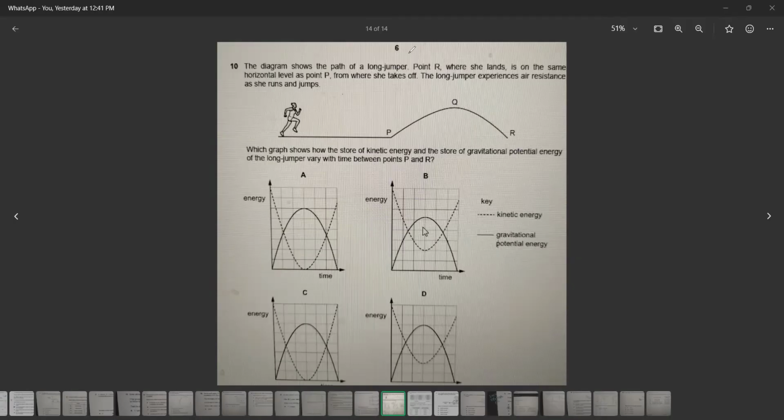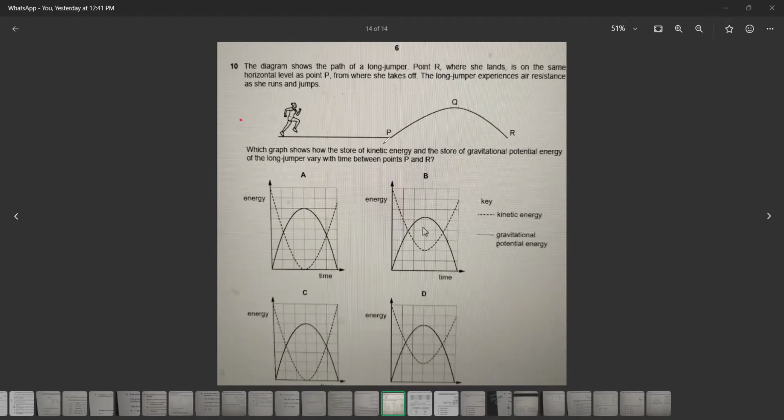So the diagram shows the path of a long jumper. Point R where she lands is on the same horizontal level as P, from where she takes off. The long jumper experiences air resistance as she runs and jumps. So if she experiences air resistance, some of her energy is lost to the surroundings.